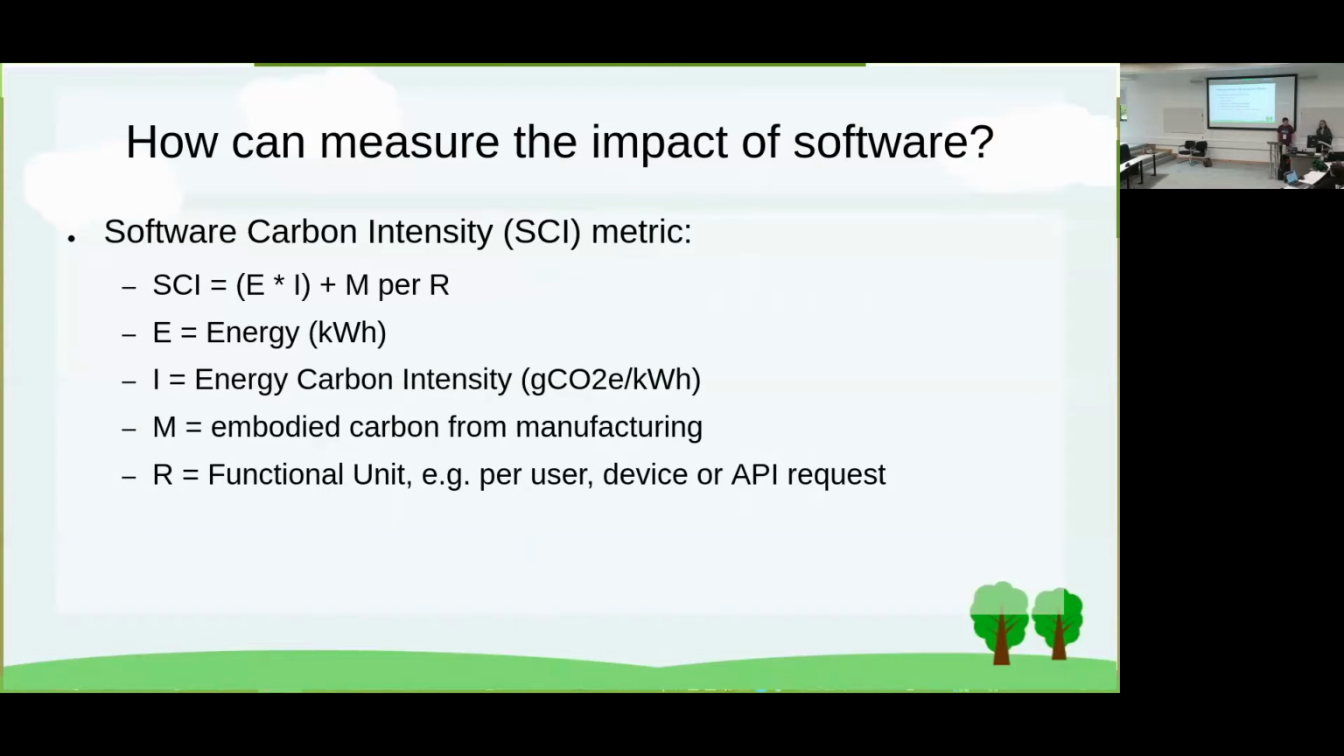So how specifically can we measure the impact of software? We have an equation which provides this metric, the software carbon intensity, or SCI. I'll call it SCI from now on. This is an equation that hopefully isn't too complicated. There are four variables here. E is the energy in kilowatt hours. This is multiplied by I, the energy carbon intensity, with a unit that's quite compound here. It stands for grams of carbon dioxide equivalent per kilowatt hour. Am I saying that right?